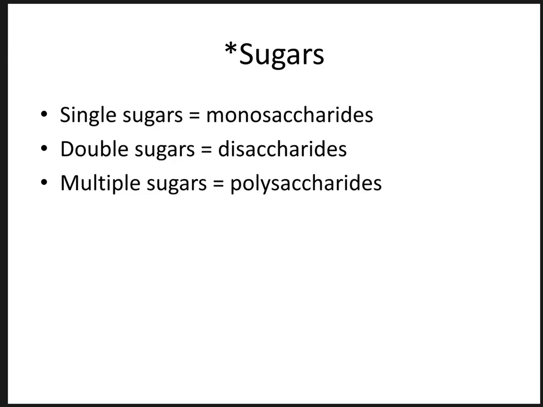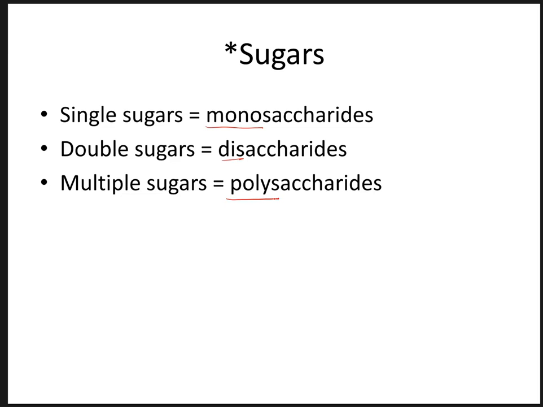Sugars are a more common name for carbohydrates. There are single sugars that are called monosaccharides. Remember, mono means one. Double sugars are disaccharides. Di means two. And multiple sugars, which are large sugars made of many molecules put together, are polysaccharides.